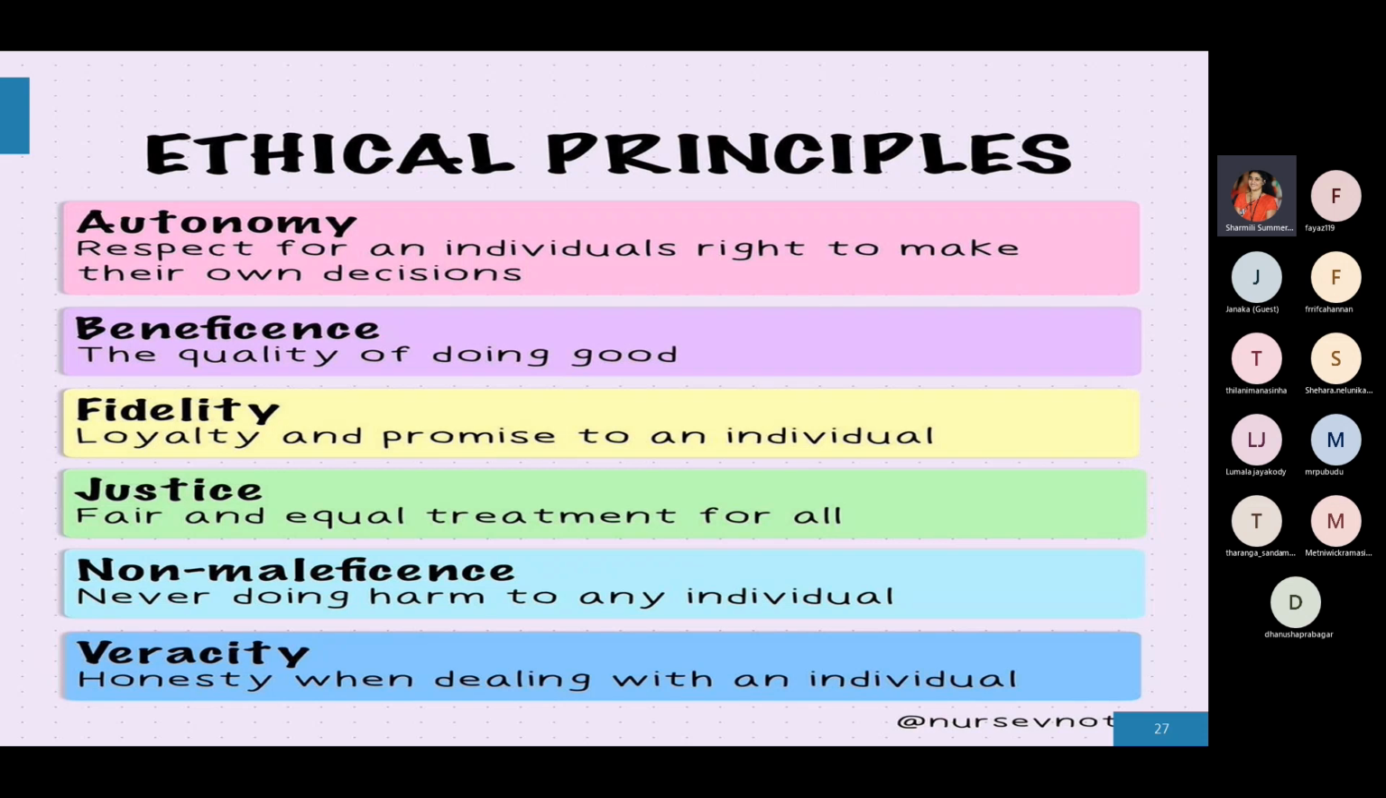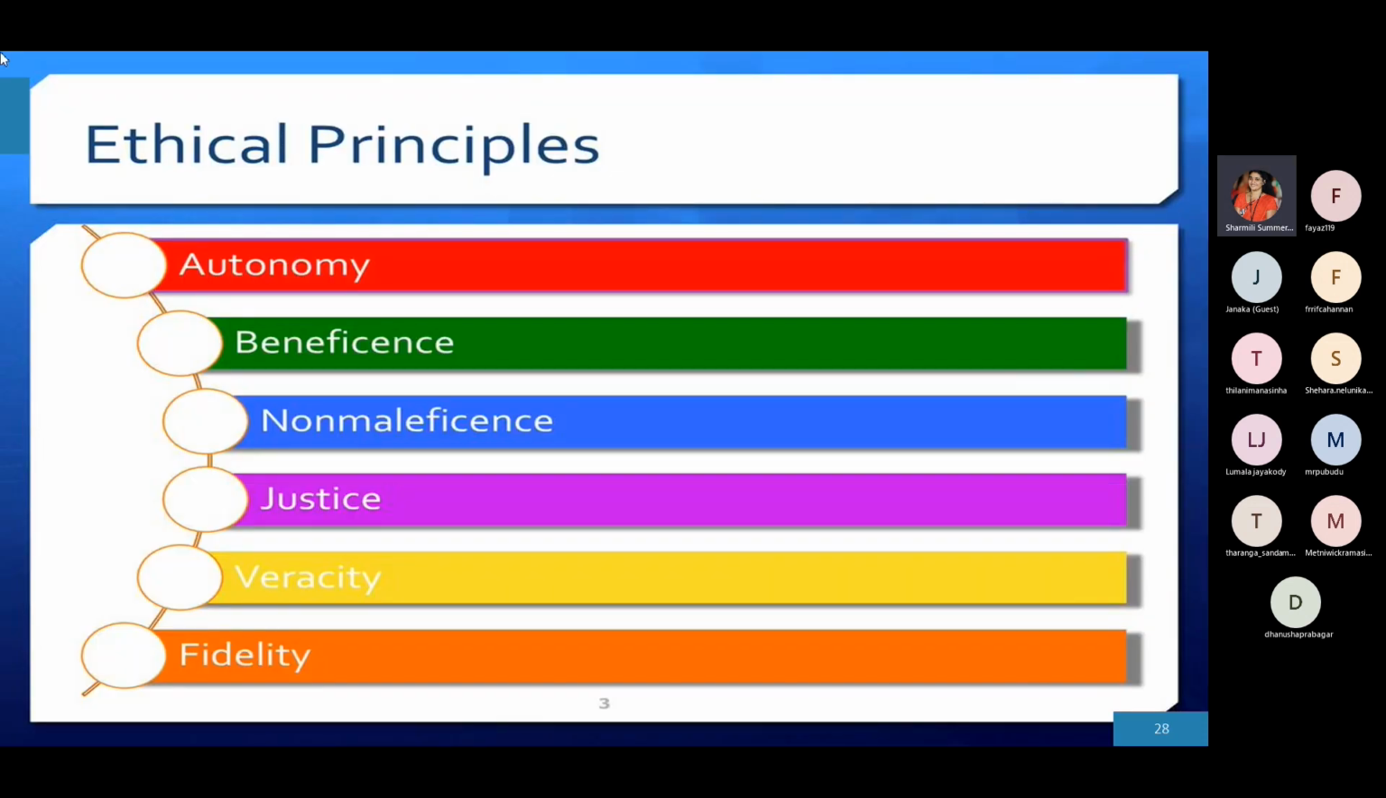So these are the ethical principles that apply not only in decision making, but whenever you act in a moral way. These are the principles you need to follow when you are going to act in a moral way. So here are the principles: autonomy, beneficence, non-malfeasance, justice, veracity, and fidelity. Okay.